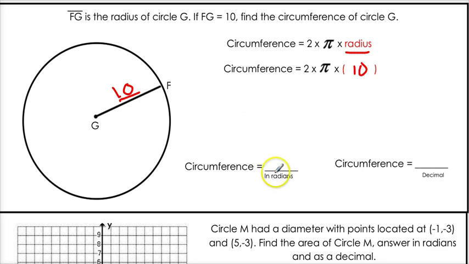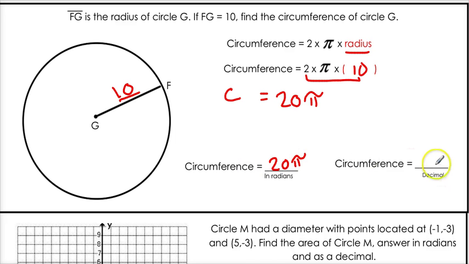Now I'm going to answer this once again both in terms of pi and as a decimal. So our circumference, which I'll just call C, is equal to 2 times pi times 10. I'm going to multiply the 2 and the 10. 2 times 10 is 20, and I'm just going to leave the pi. So my circumference is equal to 20 pi.